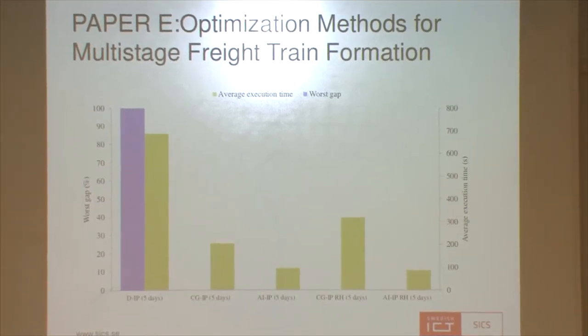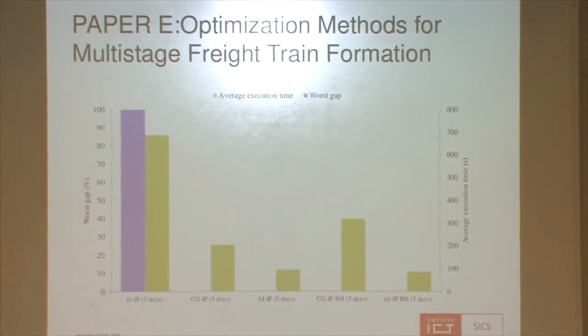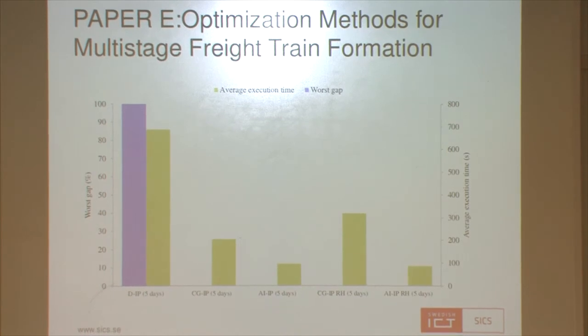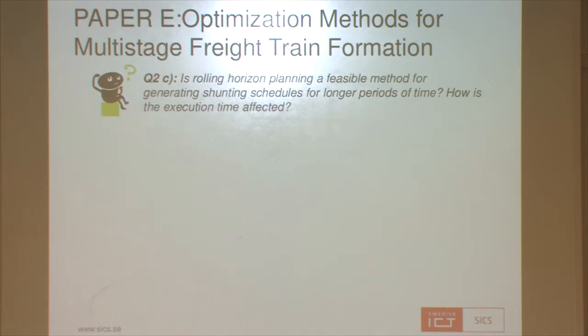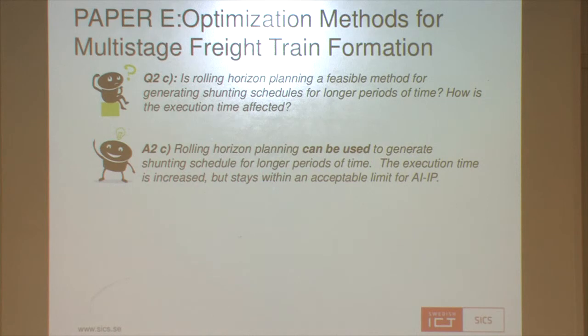And when it comes to rolling horizon, we took away the execution time limit, so they always were forced to return the optimal solution before we're done. But once again, we see that the arc-indexed is a lot faster than the column generation. So is rolling horizon planning a feasible method for generating long time period schedules? Well, yes, we can use it for that, and especially the arc-indexed one is good because the execution time isn't increased.